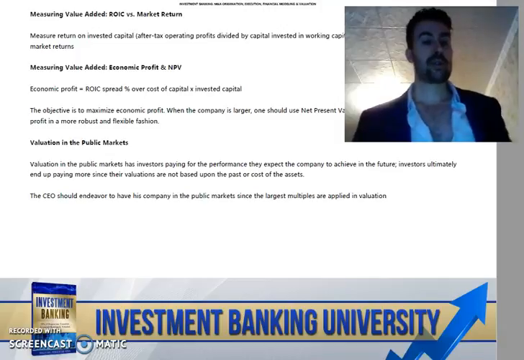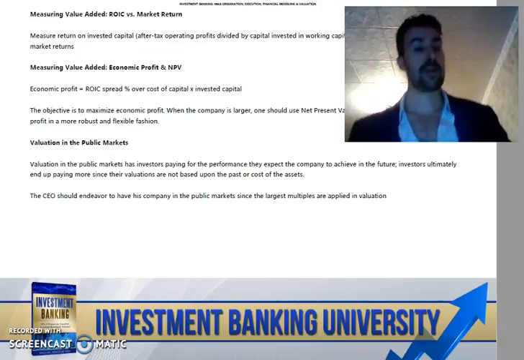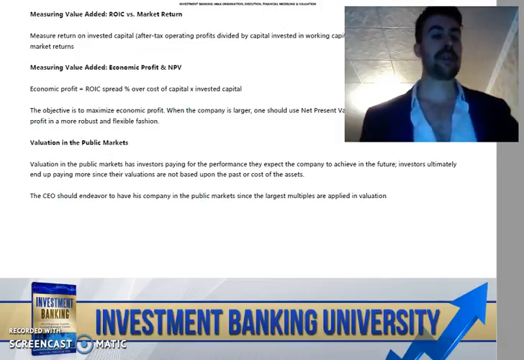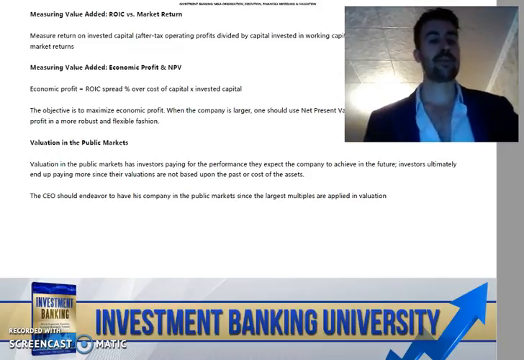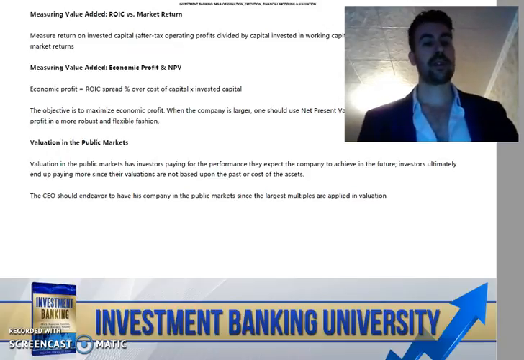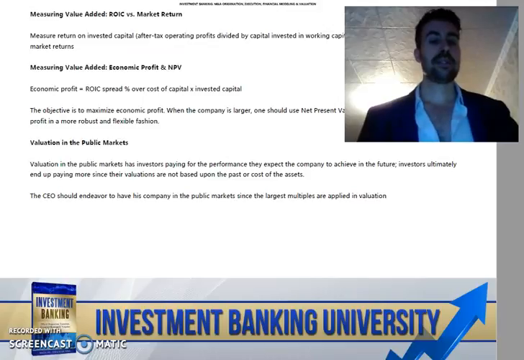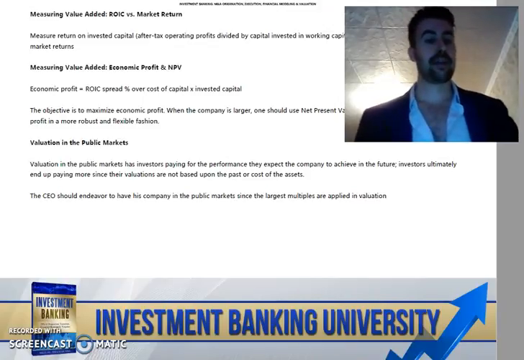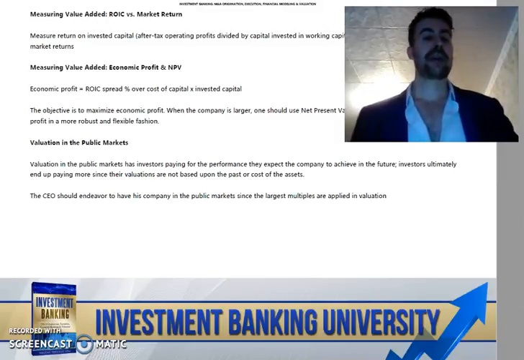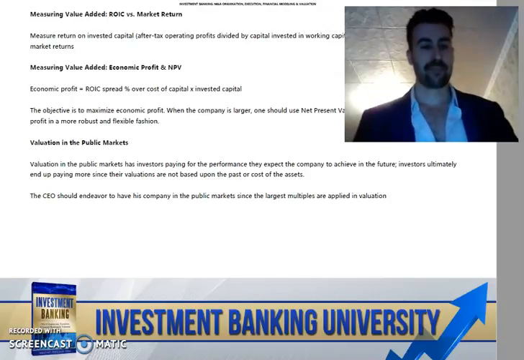In terms of measuring value added, another metric is economic profit and NPV. Economic profit is equal to the ROIC spread percentage over the cost of capital times invested capital. We're going to get into that a little bit later, but the objective is to maximize economic profit. When the company is larger, one should use NPV, which calculates economic profit in a more robust and flexible fashion.